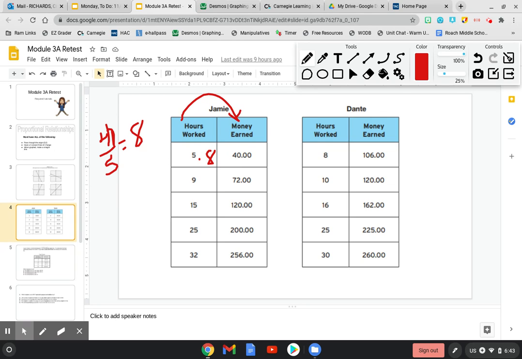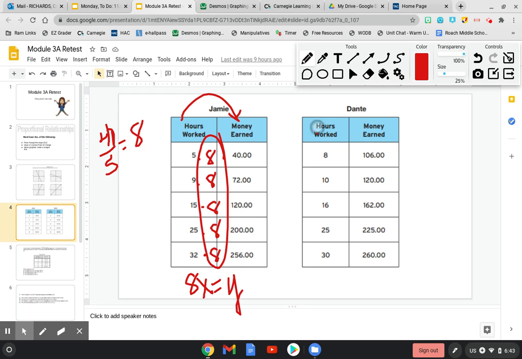5 times 8 is 40. 9 times 8 is 72. 15 times 8 is 120. 25 times 8. So this equation would be x times 8 equals y, or 8x, because that's how we say multiplication now, equals y. So that's that equation. You can tell that you are just multiplying across. Guys, this number that you use right here to be multiplied across, that's called your slope. It is your y over your x.